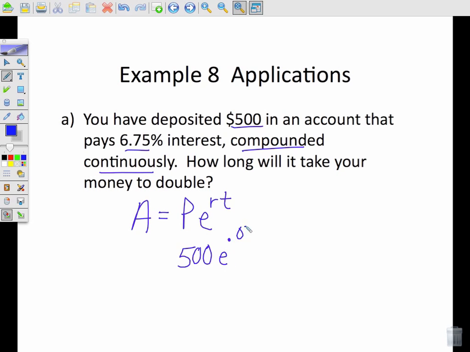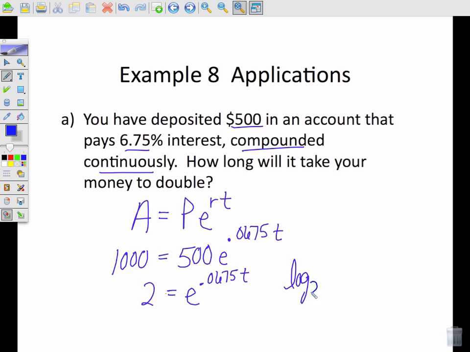So here's what I know. We have $500. Your rate is 0.0675. We're supposed to find how long, t, for it to double. Doubling would be 1,000. So you've got 2 divided by 500. So 2 equals e to the 0.0675 t.